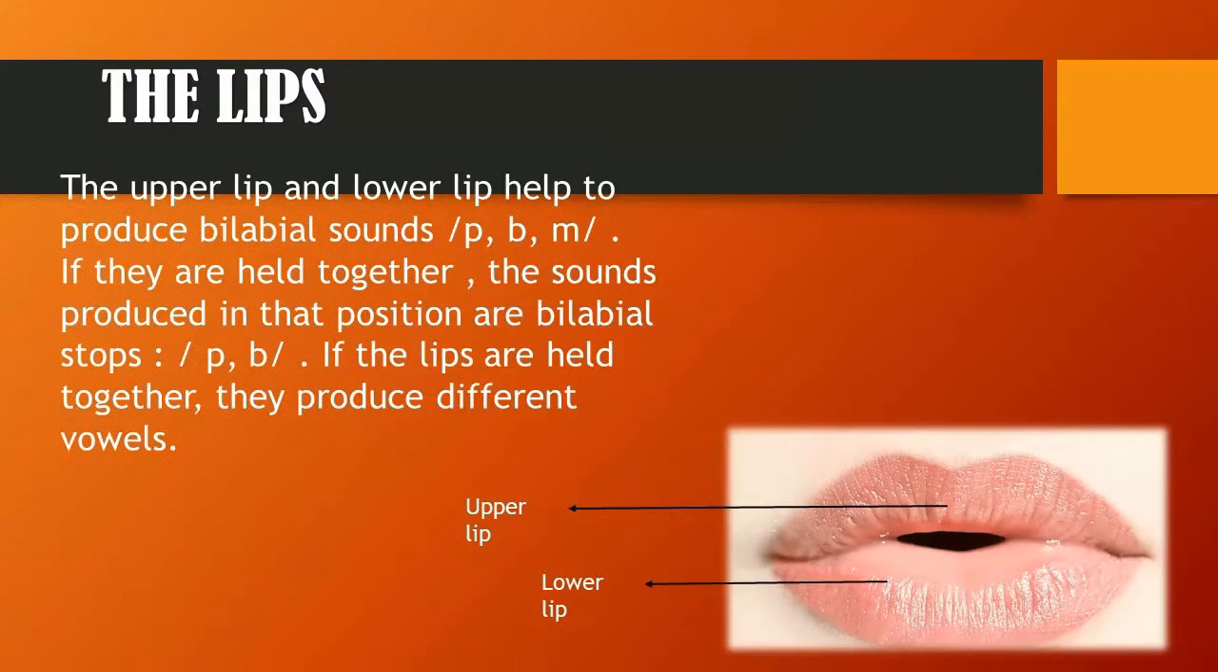The lips. The upper lip and lower lip help to produce bilabial sounds. If they are held together, the sounds produced in that position are bilabial stops. If the lips are held together, they produce different vowels. Here we can see the upper lip and lower lip.